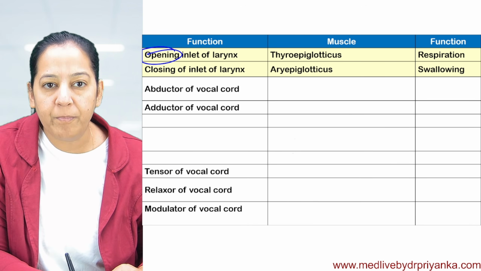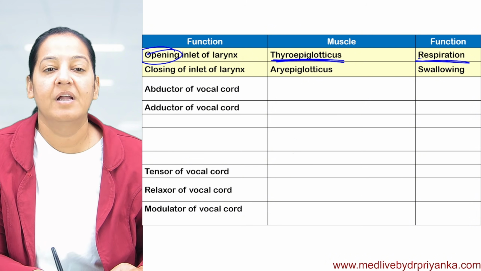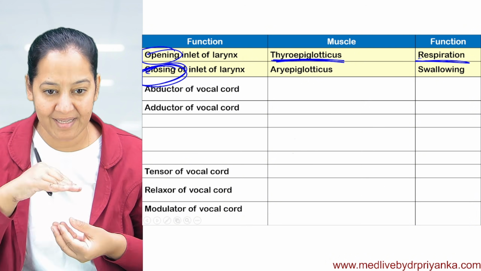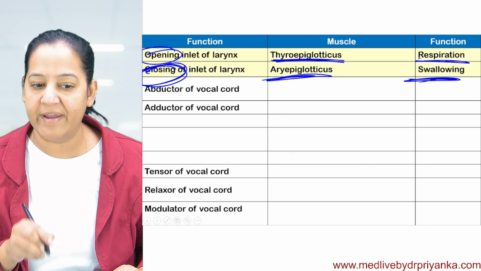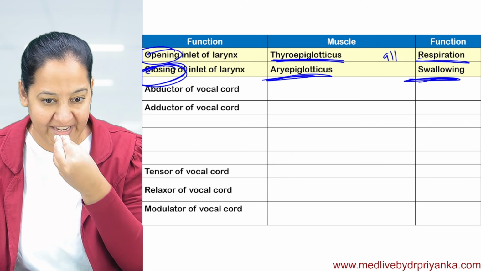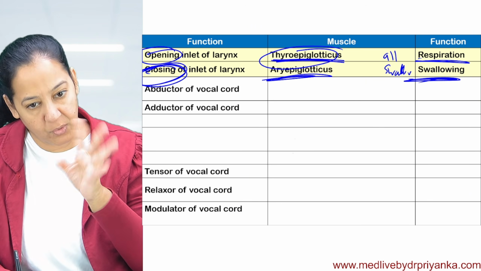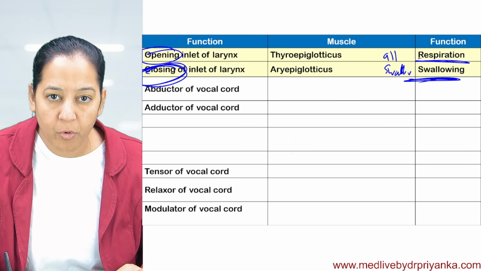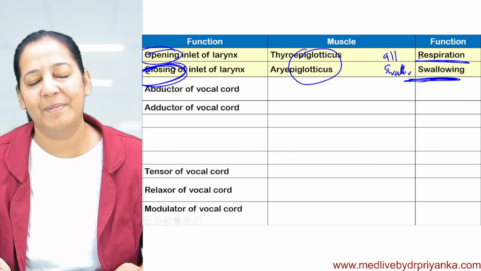So who is causing opening of the larynx? Thyroepiglotticus, which is responsible for respiration. And who is causing closing of the larynx? It is aryepiglotticus, which is responsible for swallowing, its action at the time of swallowing. So all the time it's open, but only when we eat and swallow does it close. Opening is done by thyroepiglottis and closing by aryepiglottis, and in both of them the main cartilage which is moving is the epiglottis.